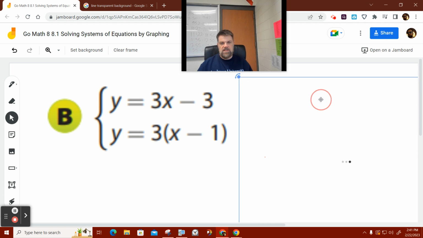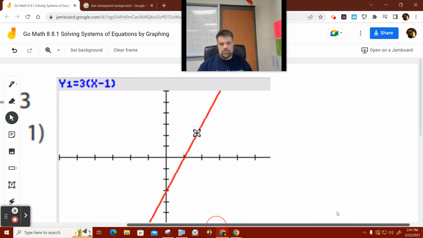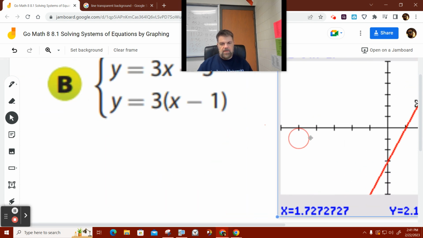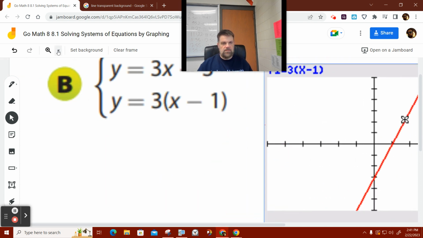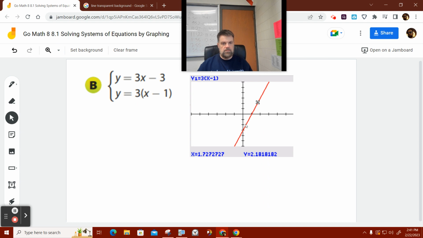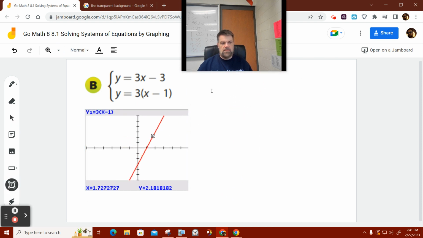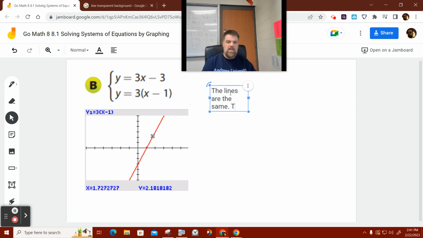Man, I really zoomed in on this one. All right, I think I'm going to have to type some stuff here, okay? I'm going to put this here. The lines are the same. They intersect everywhere.